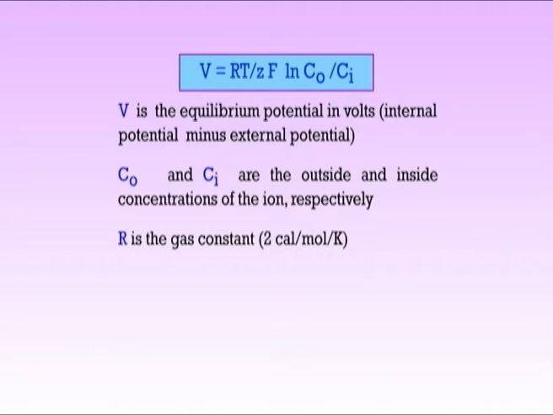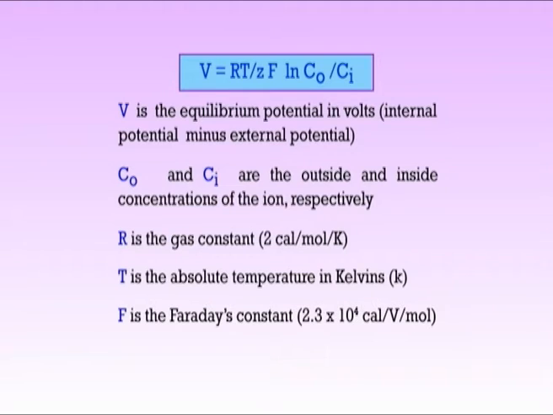R is the gas constant, which is 2 calories per mole per Kelvin. T is the absolute temperature in kelvins. F is Faraday's constant, which is 2.3 into 10 to the power 4 calories per volt per mole. Z is the valence or the charge of the ion. Here the Nernst equation is derived as follows.